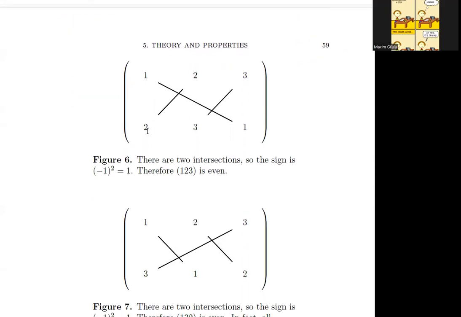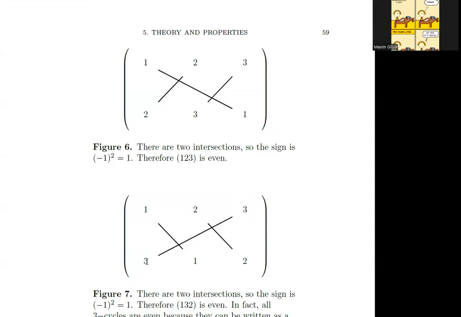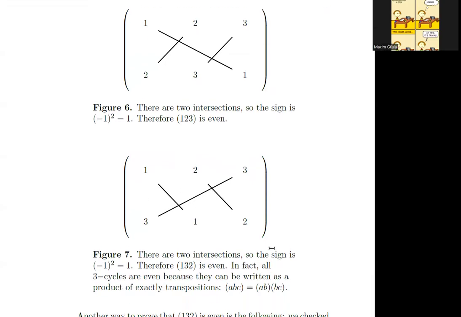So here's (1 2 3). (1 2 3) is even. There's 2 intersections. It's (-1) squared. Here's (1 3 2). 1 goes to 3, 3 goes to 2, 2 goes to 1. And then we make these lines. There's 2 intersections, so it's also even. In fact, all 3-cycles are even because they can be written as a product of 2 transpositions.